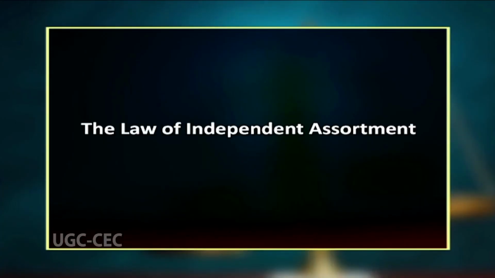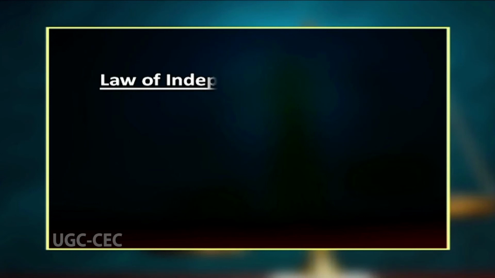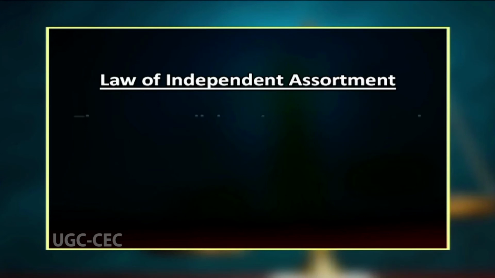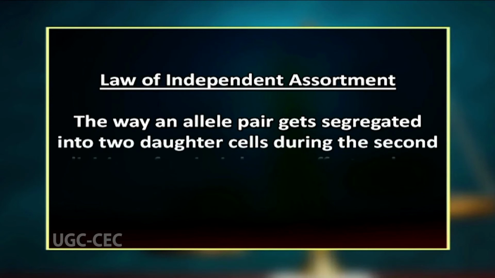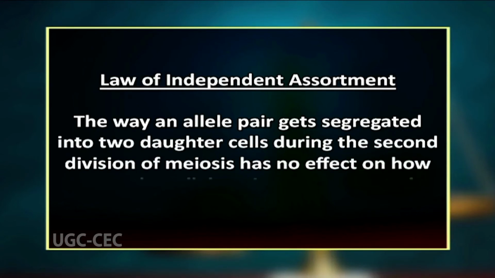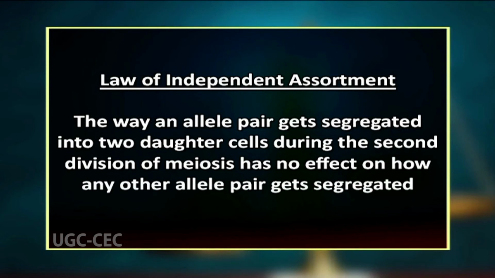Now the law of independent assortment. Mendel's third law, the law of independent assortment, states that the way an allele pair gets segregated into two daughter cells during the second division of meiosis has no effect on how any other allele pair gets segregated. In other words, the traits inherited through one gene will be inherited independently of the traits inherited through another gene, because the genes reside on different chromosomes that are independently assorted into daughter cells during meiosis.